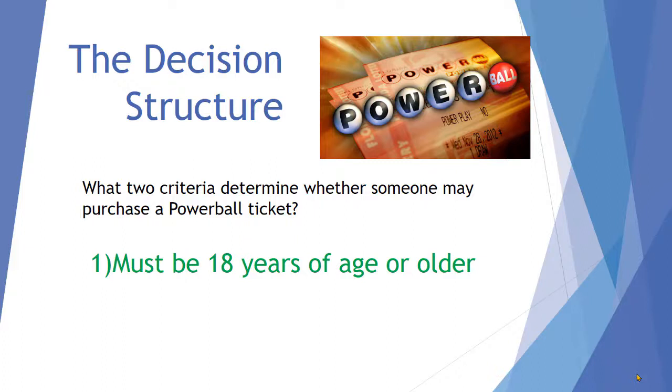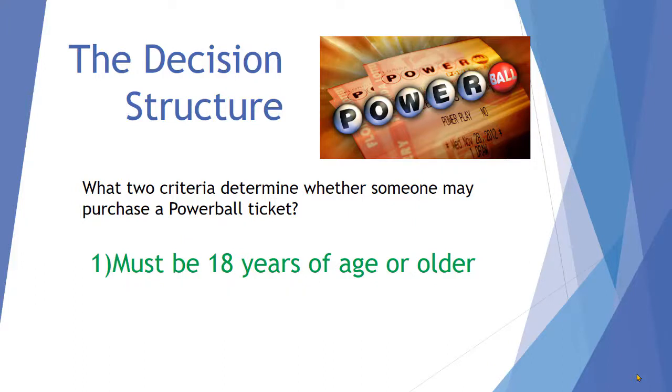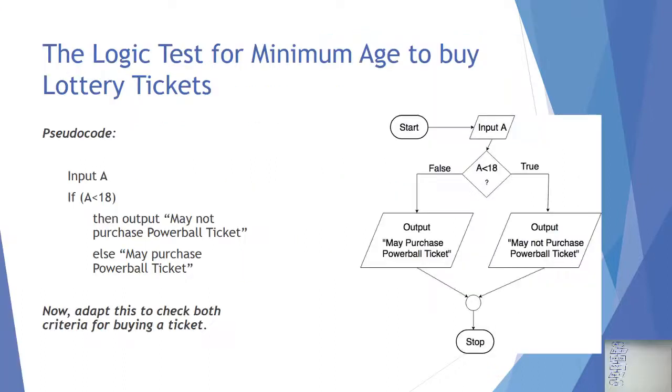But even if you're 18, that doesn't mean you can walk out of there with a Powerball ticket unless you have $2 to spend on the ticket. So if you're 18 and you have $2, then I'm sure that the clerk is going to help you buy your Powerball ticket and send you on your way. Now let's consider just the first criteria for a minute. Let's just look at the decision structure for checking whether or not you're 18 years old.